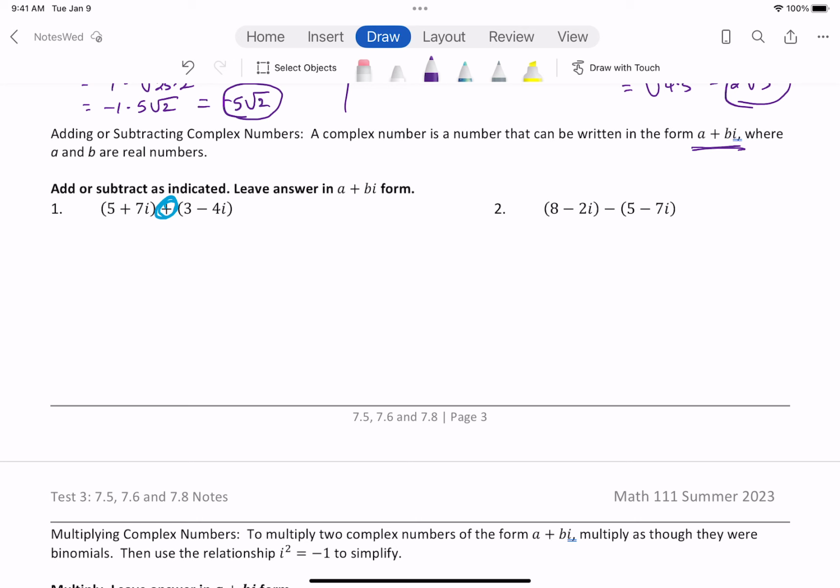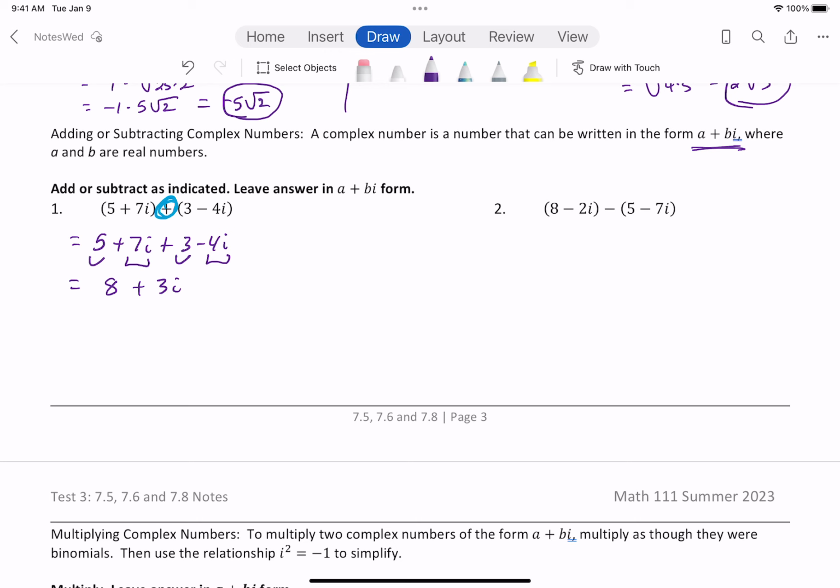So to add them, we can just bring that 5 plus 7i down. It's plus from the problem, and then just bring the 3 minus 4i down. And all we're going to do is collect terms, okay? We have numbers, and we have terms that have i. So I've got 5 and 3, that is 8. And 7i minus 4i leaves me with 3i. And that is in a plus bi form, so we're finished, okay?